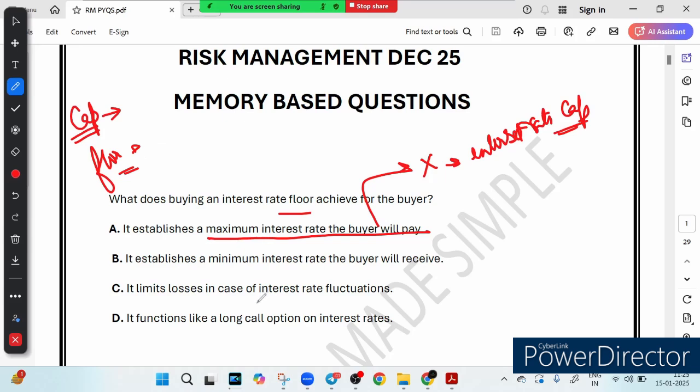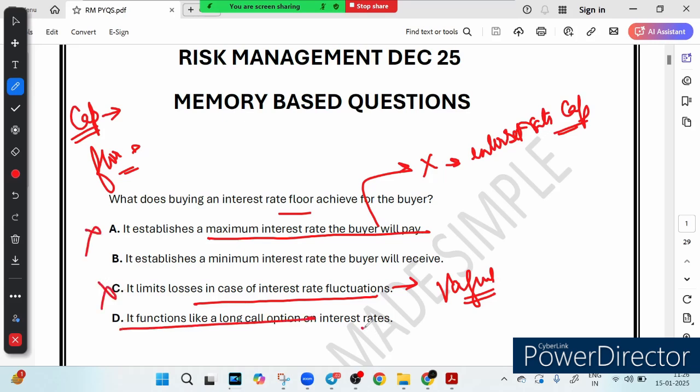Option C says that it limits losses in case of interest rate fluctuation. While it is true that buying a floor can limit loss, this option is too vague and does not specifically explain the purpose of a floor. The primary goal of a floor is to secure a minimum interest rate, not just broadly limit losses. So this option does not hit the mark, right?